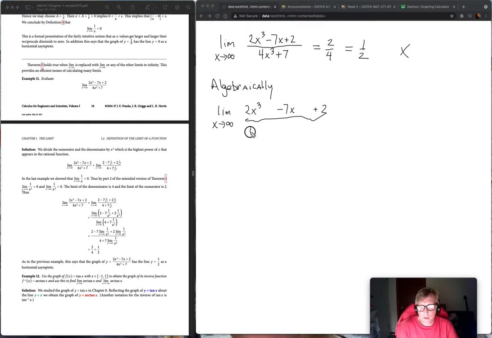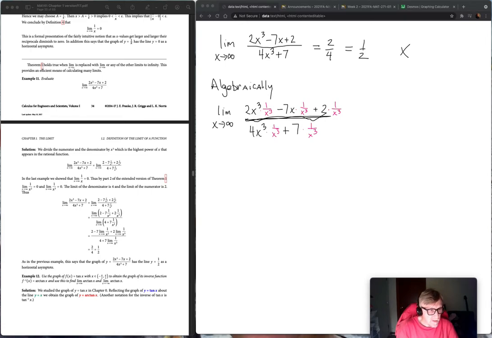4x cubed plus 7. Okay, so let's pretend that this is a fraction bar. Alright, so let me go change colors here. And what we're going to do is multiply every single term here by 1 over x cubed. And this is a legal operation, because remember, x is not equal to infinity. So I'm not multiplying or dividing by 0 anywhere. This is totally legal. Okay. All right.